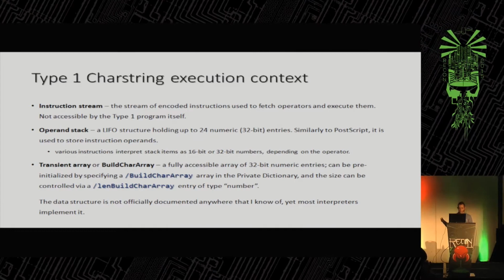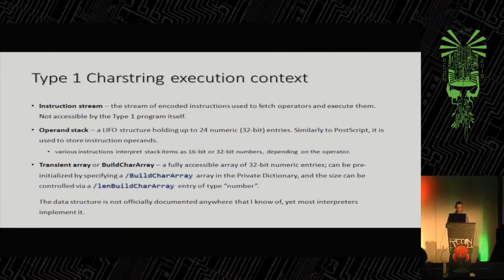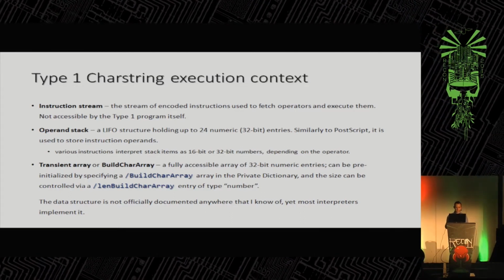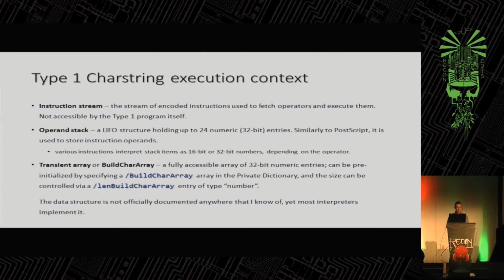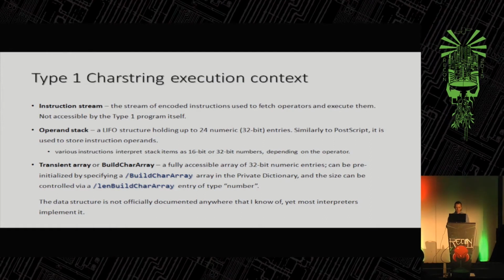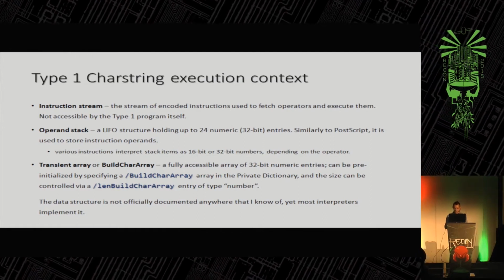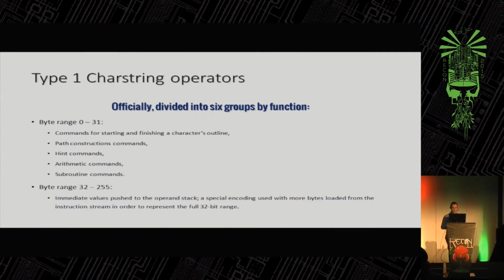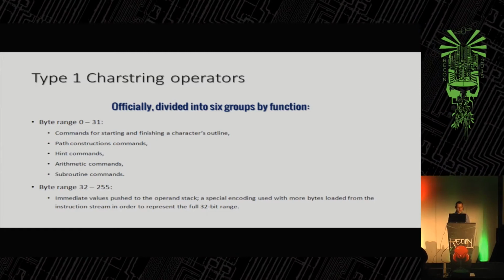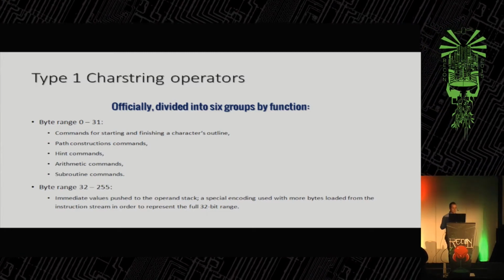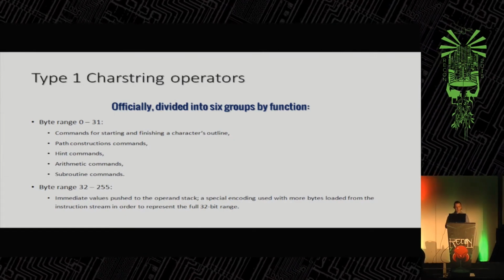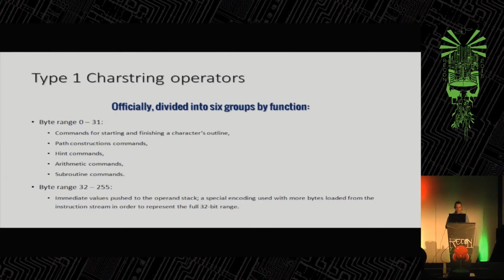So we can control the length of it using a numeric value inside of the dictionary. And we also can pre-initialize it using a BuildCharArray in the private dictionary of the font. So it's not really documented anywhere that I know of, but still most interpreters implement it. So this means that probably some fonts started using it, and then the projects were forced to implement it. So when it comes to the operators themselves, so the instructions, we have several types of instructions. They are mostly about just drawing the glyphs, but there are also some arithmetic commands and subroutine commands, because there are subroutines in Type 1.